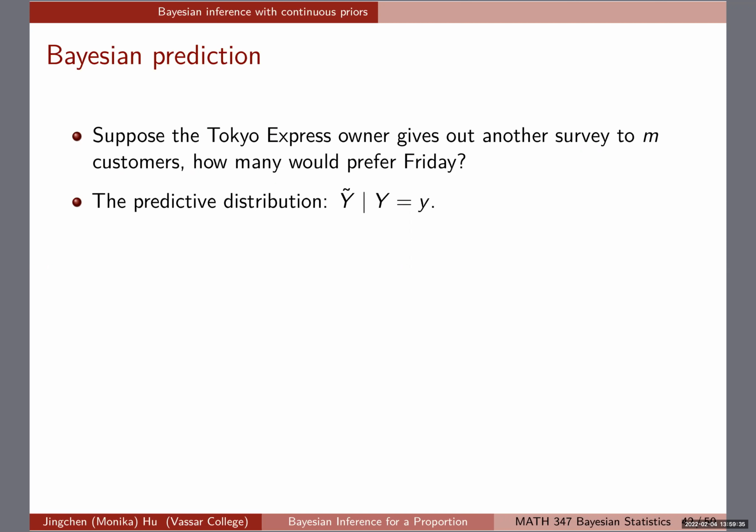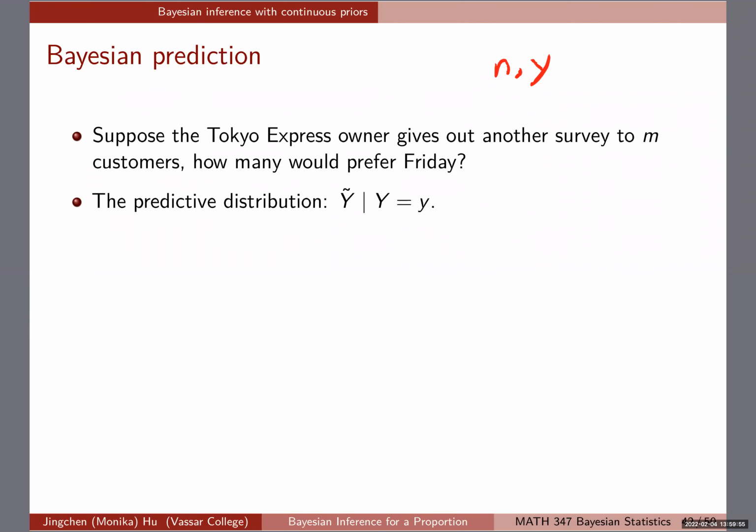And we're just curious how many would prefer Friday. Okay, so this will just be what we call prediction, because if you remember previously, we have generically N is the number of survey respondents, and then Y, right? Let me write it down. Y is the number of people preferring Friday.